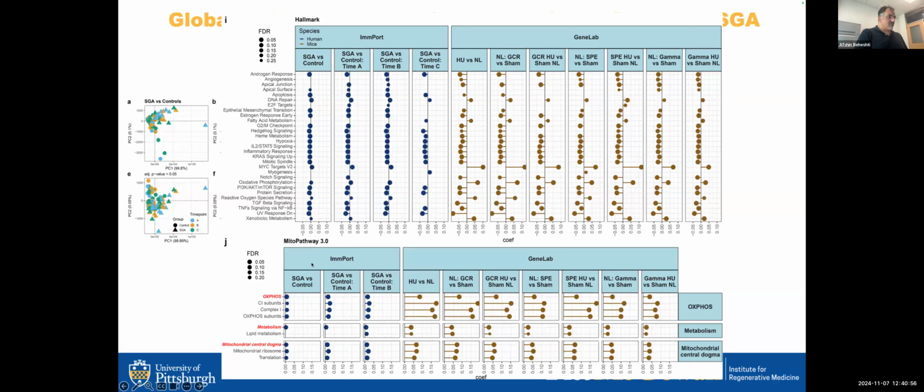And overall, what I want to focus on are the pathways behaving the same way from the SGA, meaning the birth defects, versus the GeneLab simulated space experiments. And this is the mitochondrial related stuff.